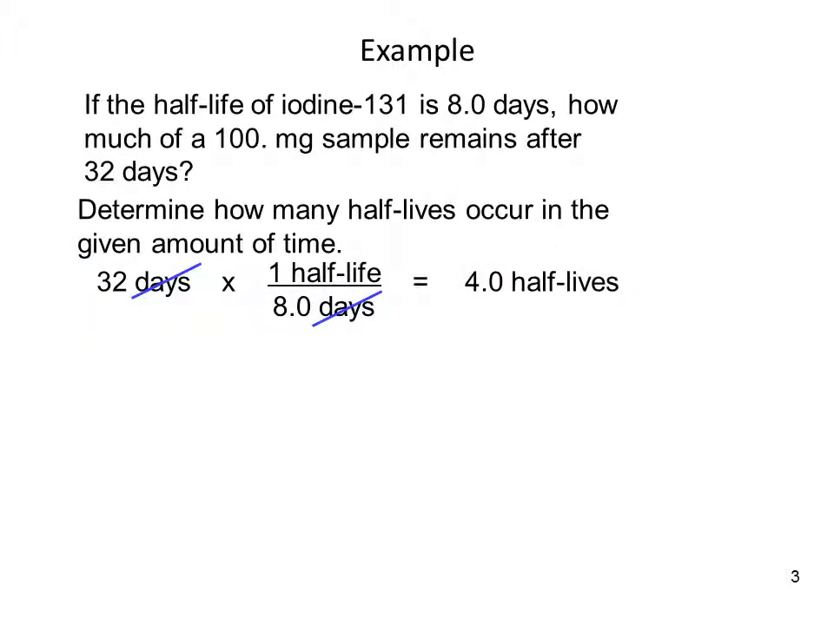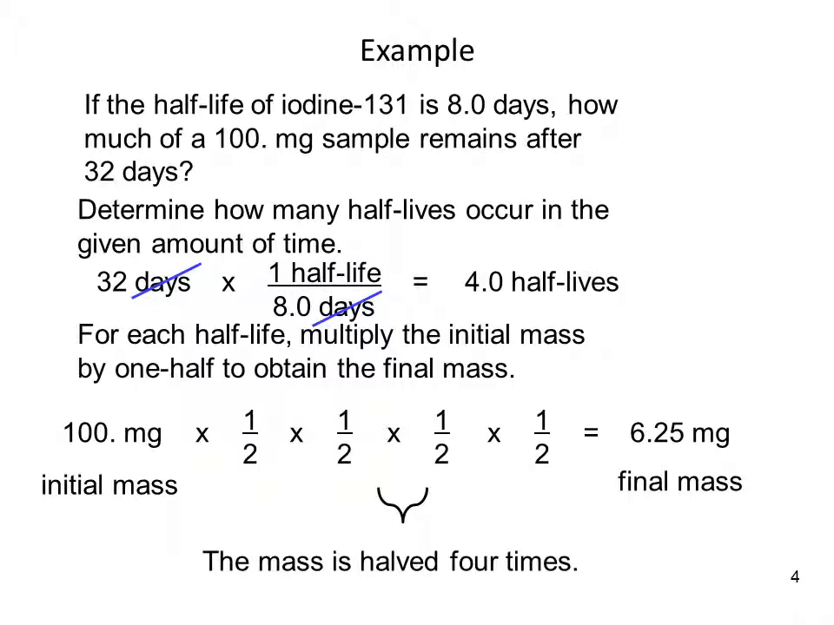So here's an example of how a problem could be asked on this. It says if the half-life of iodine-131 is 8 days, how much of a 100 milligram sample remains after 32 days? The first thing you have to do is determine how many half-lives are occurring. 32 days is 4 half-lives because there is 8 days in 1 half-life. This means that the original amount, the 100 milligrams, is going to be cut in half 4 times. So we can write the 100 milligrams and then cut it in half 4 times. So if we look at this, it would be 100 times 1/2 times 1/2 times 1/2 times 1/2, and you would see it would be 6.25 milligrams as your final mass after the 32 days has occurred.